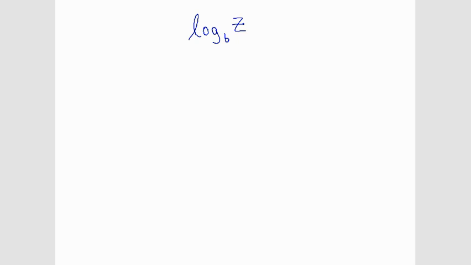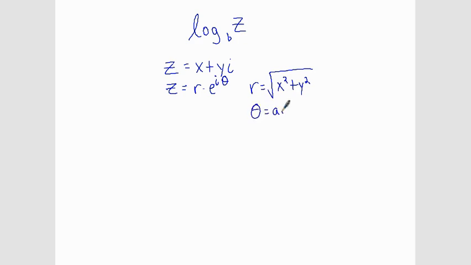So the first thing we're going to do is define, and now that I think about it, I probably should choose a different variable. Let's keep with b. And we'll let z be the complex number x plus yi. Now, complex numbers can also be written in their polar form, r times e to the i theta, where r is the square root of x squared plus y squared, okay? And then theta is the argument of z.